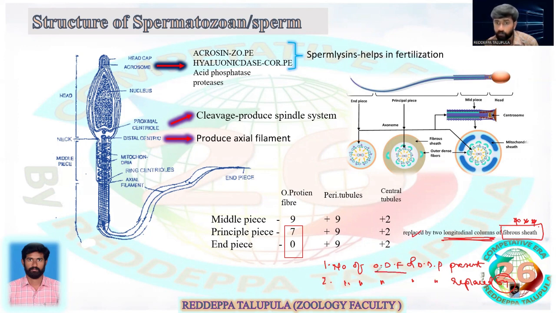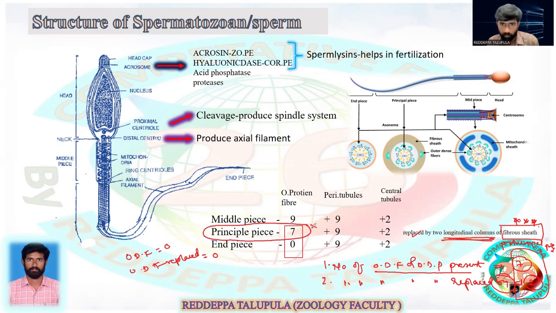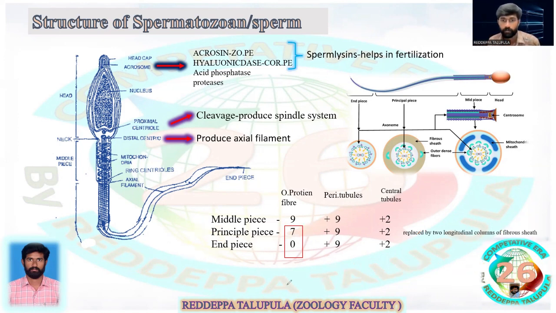If we are talking about the ODF or ODP present, then the answer will be 7 in the principal piece. If you're talking about how many are replaced, then 2. These are the numbers for the principal piece. But when we come to the end piece, number of ODFs is 0, number of ODFs replaced is 0. So the main question comes from the principal piece. We need to be careful while dealing with the principal piece in terms of the number of ODFs, that means outer dense fibers. Okay, that is the structure of spermatozoa or sperm.